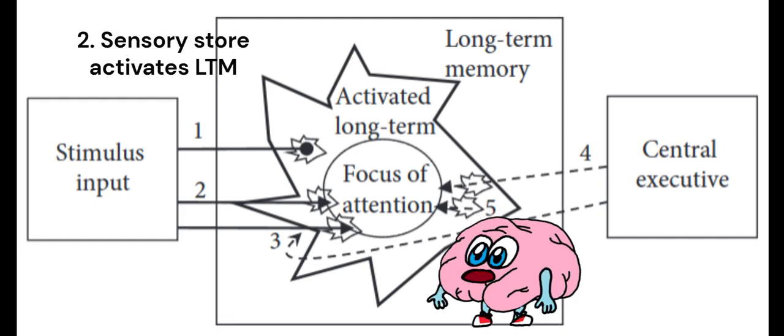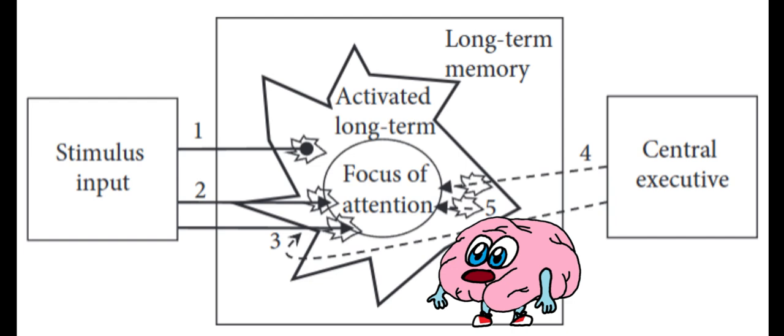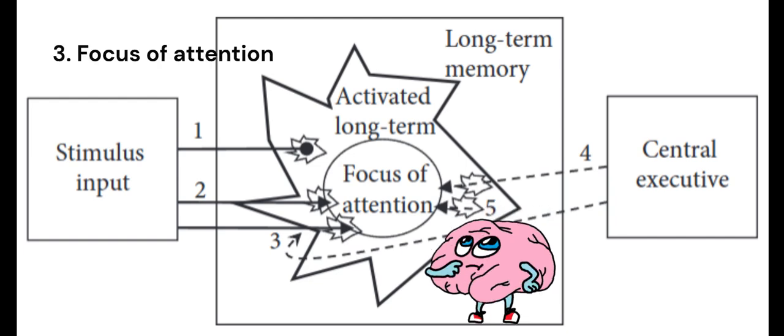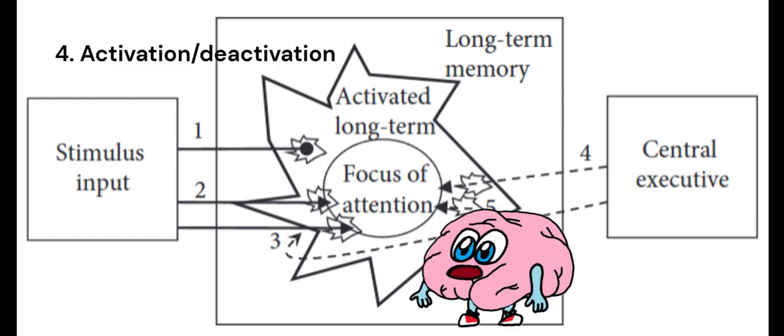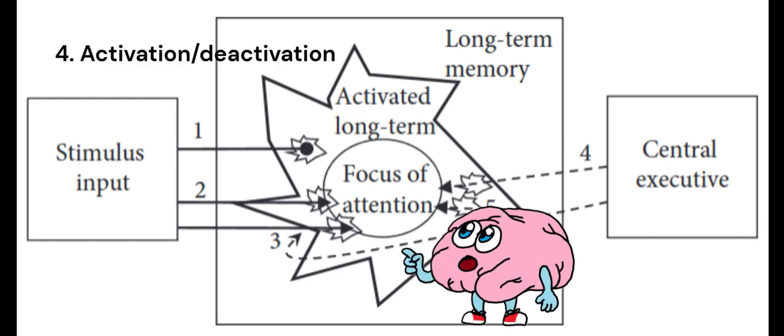Two, this sensory store can activate or remind you of information in long term memory. Three, the focus of attention is an activated portion of items that could have resulted from the sensory store or brought into activation from long term memory. Four, items can remain activated or become inactive if they're poorly consolidated into long term memory.